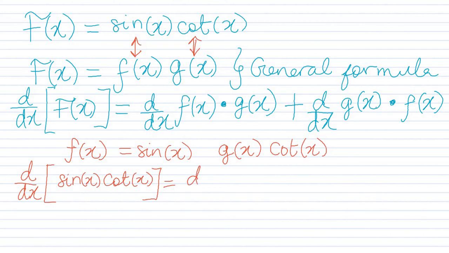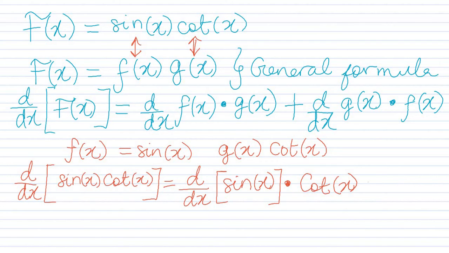So the derivative here of the first subfunction, in this case we know the subfunction is sin x. Now we have that, then we multiply by the second subfunction, the underived second subfunction, plus the derivative of the second subfunction, which is cotangent of x, multiplied by, and I use the dot to represent multiplication.